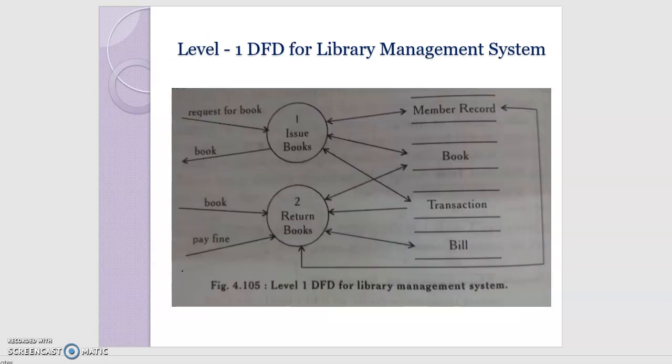Next we'll see the level 1 data flow diagram for the library management system. Here two processes are present in a level 1 data flow diagram. The processes are connected with the data stores. Data stores are nothing but the databases. Here the two processes are issue book and return book. The data stores for these two processes are the member record data store, book data store, transaction data store and bill data store. It means these will be your data storage places.